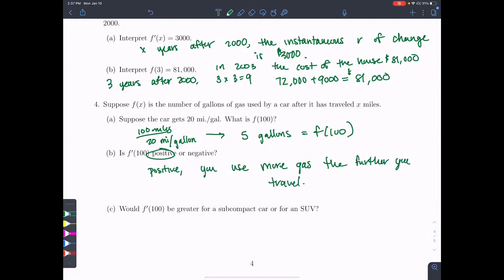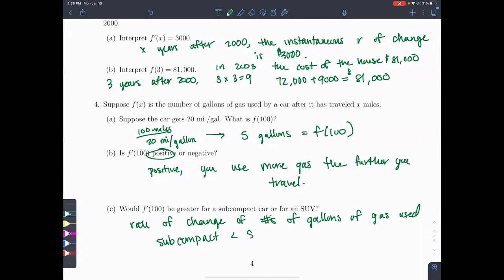Okay, and then last but not least, would f prime of 100 be greater for a subcompact car or for an SUV? So this is the rate of change of numbers of gallons of gas used. The subcompact car should be less than the SUV because it should be using less gas overall.